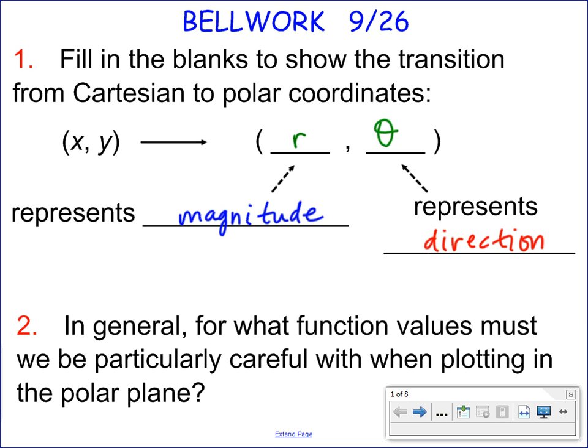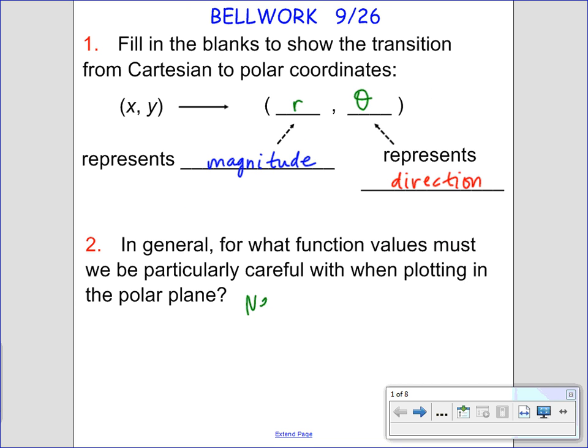We ran into this a little bit on Thursday's discussion. So what function values must we be particularly careful with when plotting in the polar plane? What'd you have for that one? Riley? Negative magnitudes. Yeah, negative magnitudes. Negative R values. So why do we have to be careful with those negative R values? Kobe? Because they go in the opposite direction. Yeah, those negative R values can still be plotted. We'll just go in the opposite direction.